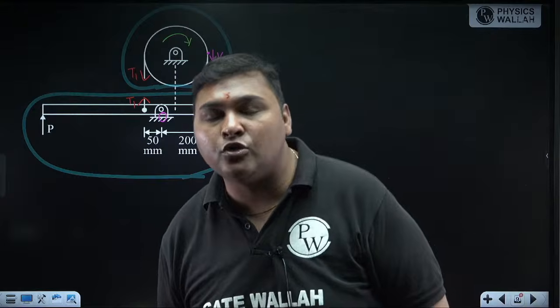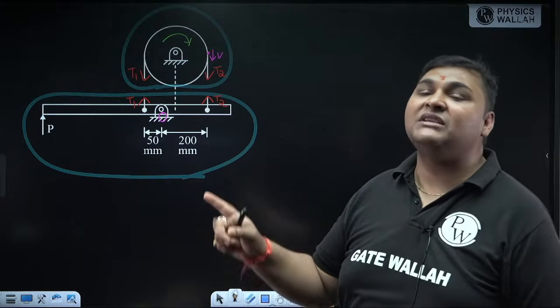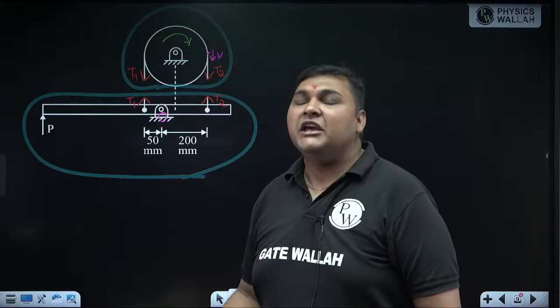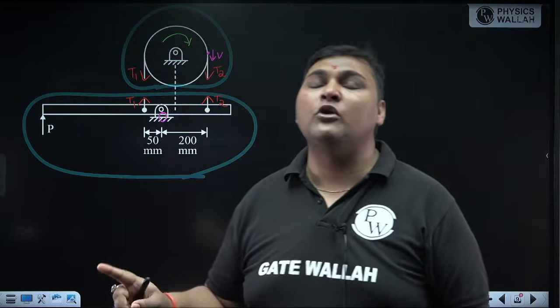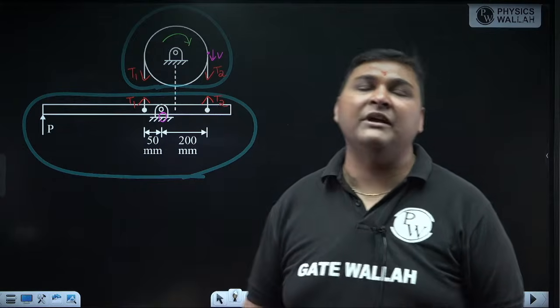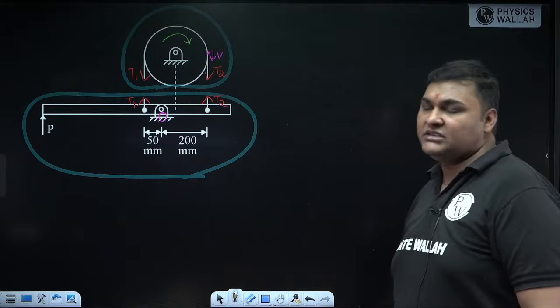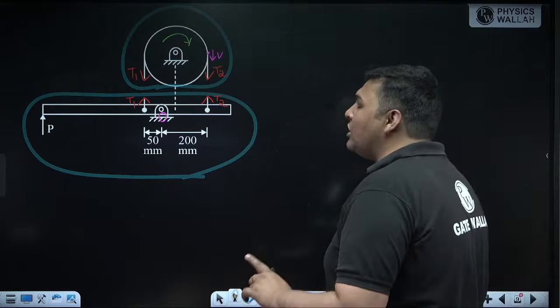Whatever direction of braking effort P we are getting about O, if the same direction of movement about O is coming due to T1, that will be self-energizing due to tight side tension. If the same direction of movement is coming due to T2, that will be self-energizing due to slack side tension. By this trick also you can check.